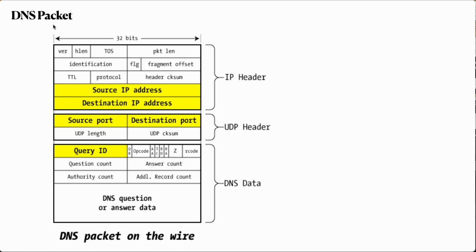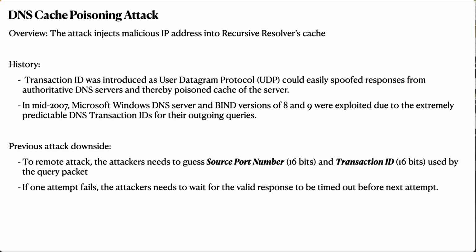And here are the different information stored in the packets. What we will pay attention to here is the source IP address, destination IP address, source port, destination port, and the query ID. So, a little overview of how the DNS cache poisoning attack looks like.